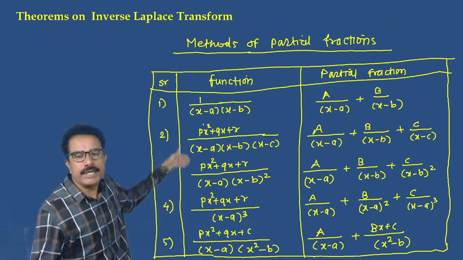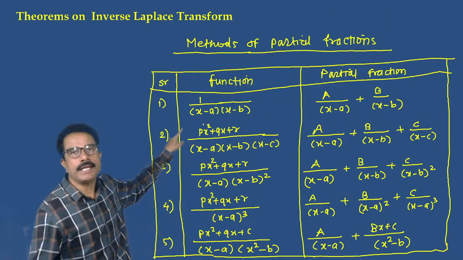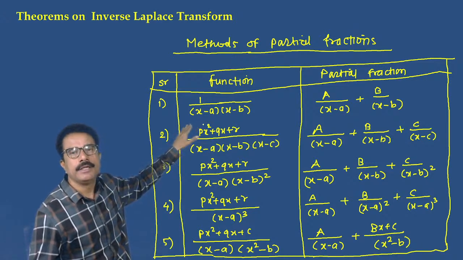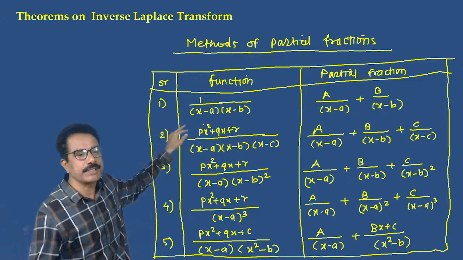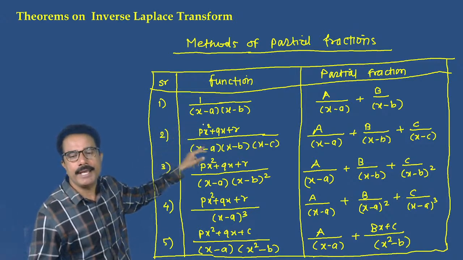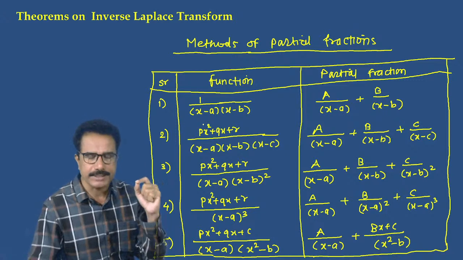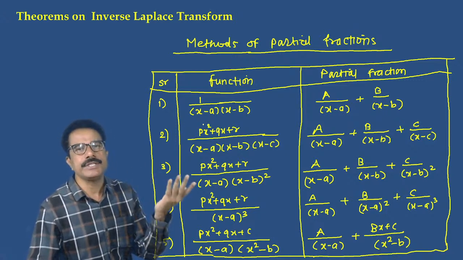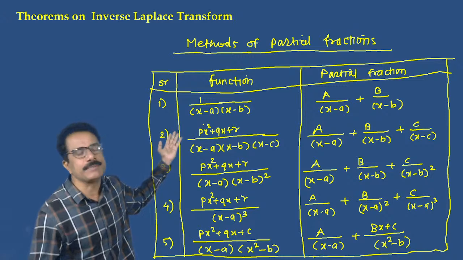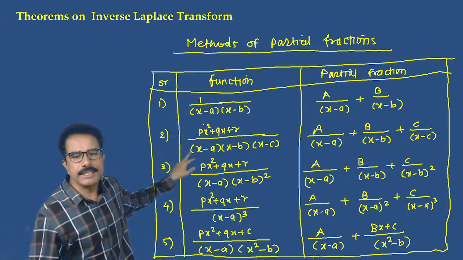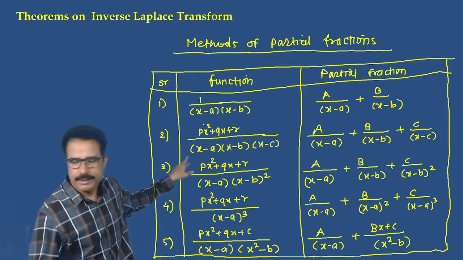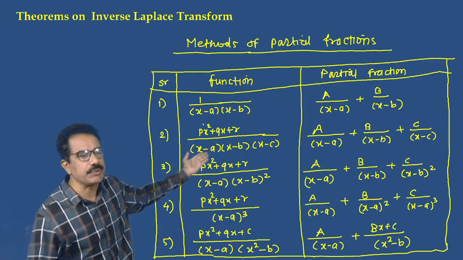As in the method of partial fractions, here there are two linear terms, 1 upon (x minus a) into (x minus b). Then we know how to take the partial fraction of this term: A divided by (x minus a) plus B divided by (x minus b). Here capital A and capital B are called partial fraction constants, which are determined by putting particular values. This is the second type of partial fraction, which has three linear terms in the denominator. So we can take the partial fraction in this way.